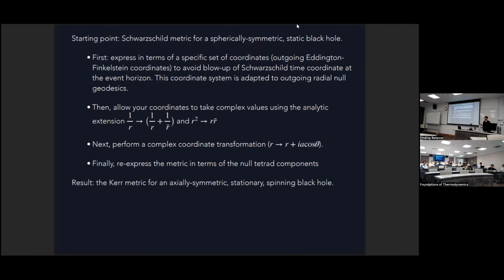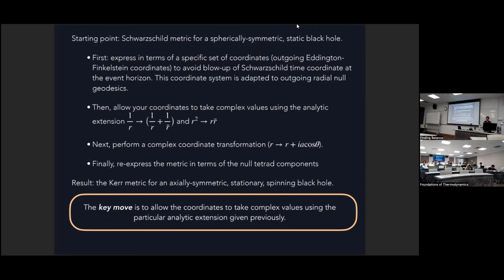And the question is, why does that work? How do you go from something that isn't spinning, through some weird stuff in complex space that you don't really understand, to something that is spinning? The key move is to allow the coordinates to take complex values using this particular analytic extension.